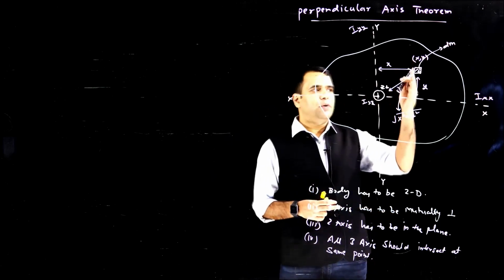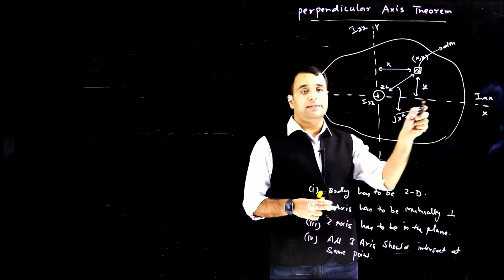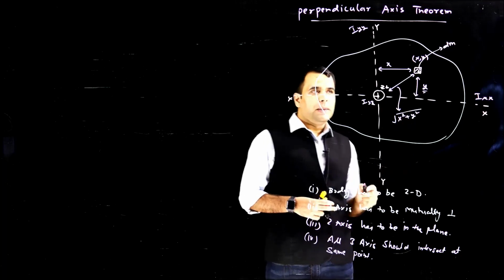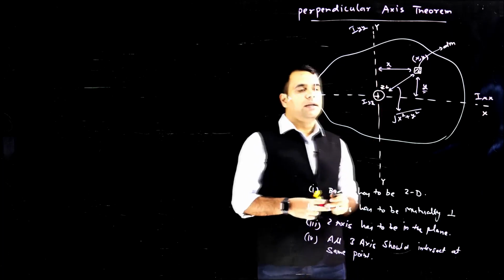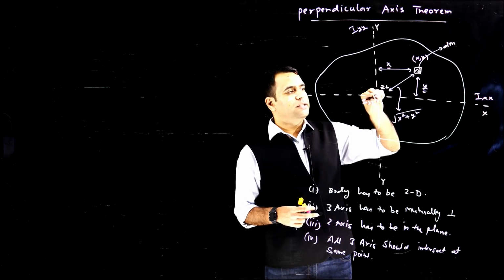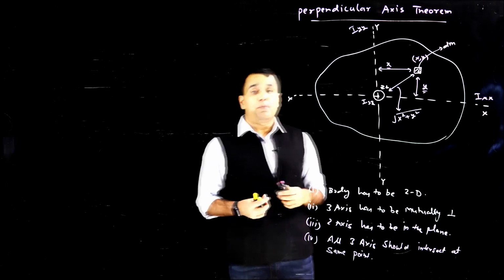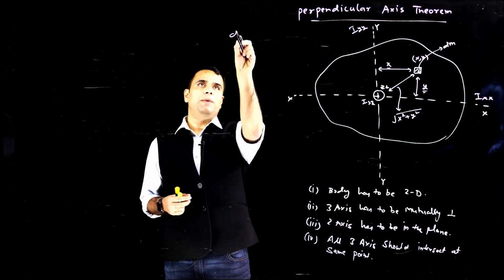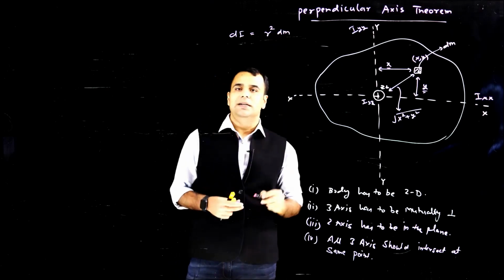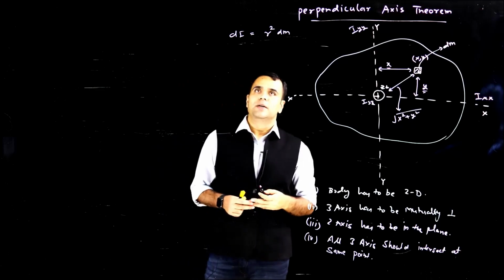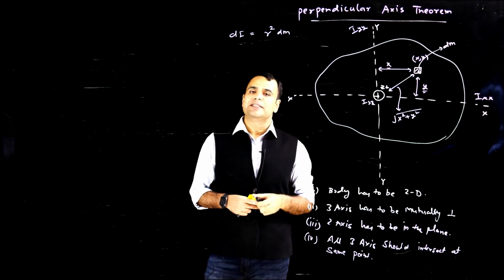If x, y is the coordinate of the point element, then the perpendicular distance of this element with respect to the x-axis will be y. The perpendicular distance with respect to the y-axis will be x. And the perpendicular distance with respect to the z axis will be the hypotenuse, which is the square root of x square plus y square. So this is our point element. If you remember, the moment of inertia for a point element is defined as r square dm, where r is the perpendicular distance of the element from the axis and dm is the mass of the element.